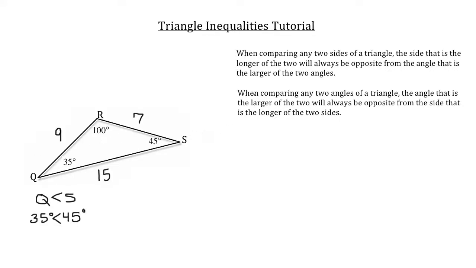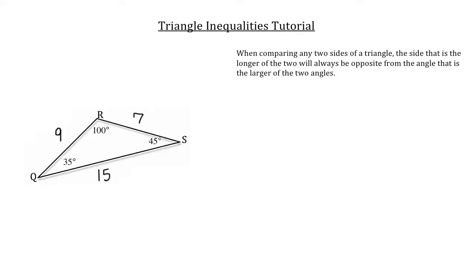Now, according to what we just said, the side opposite the larger angle is going to be greater than the side opposite the smaller angle. Well, the side opposite angle Q has a length of 7, and that is smaller than the side opposite angle S, which has a length of 9. So that statement is also true.